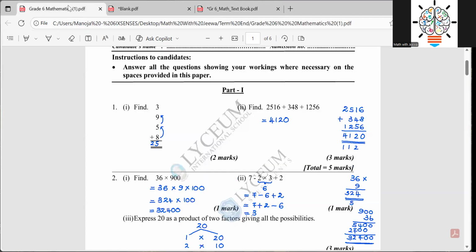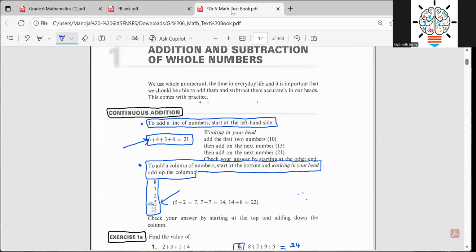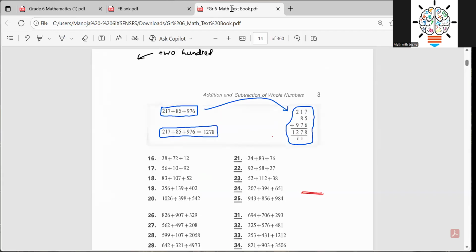Now if you go to question number 2, I will show you where they have taken it from. If you have a question like this, they have given it as a line. When you have something like this, children, in your working column you are supposed to write it in the vertical format.